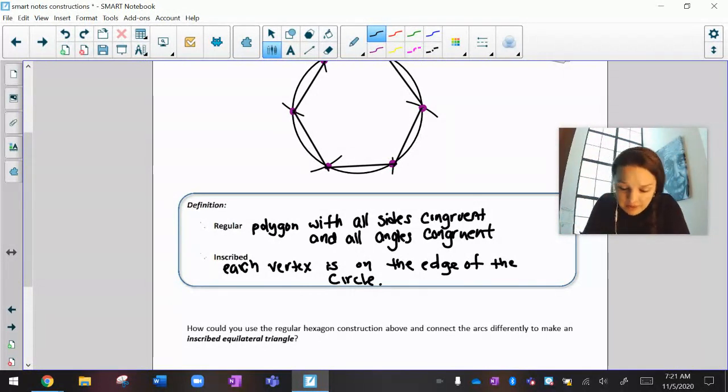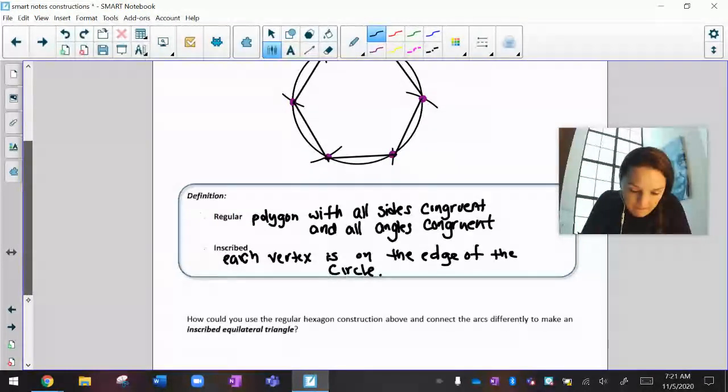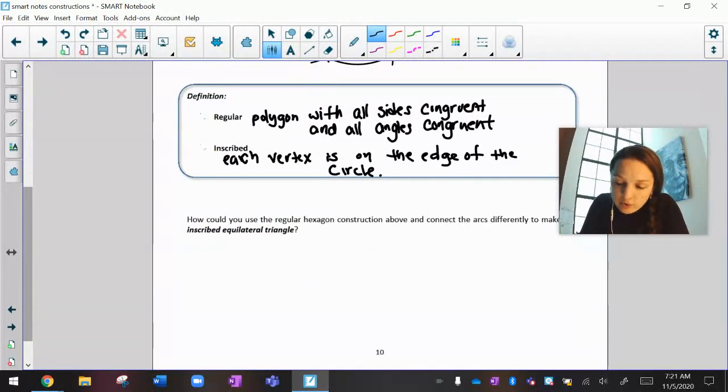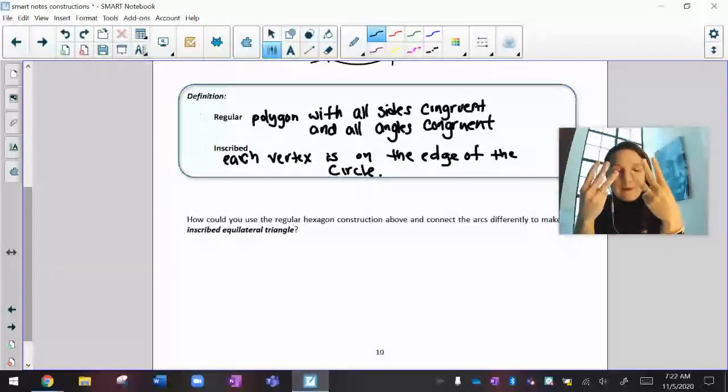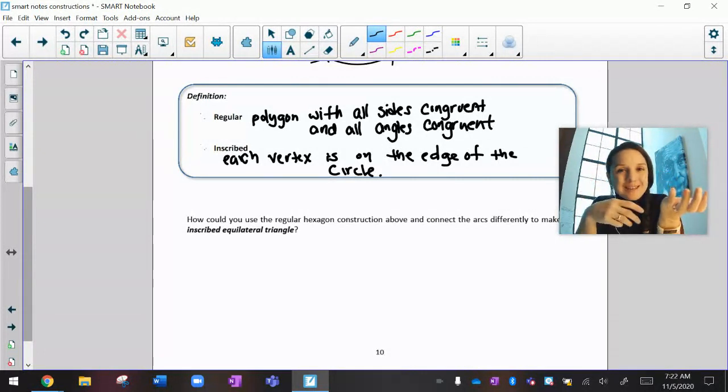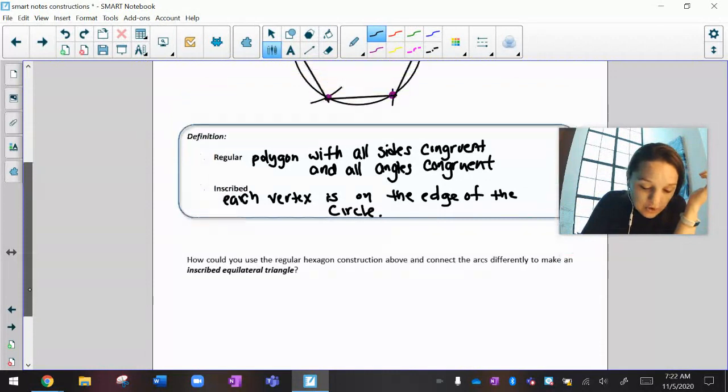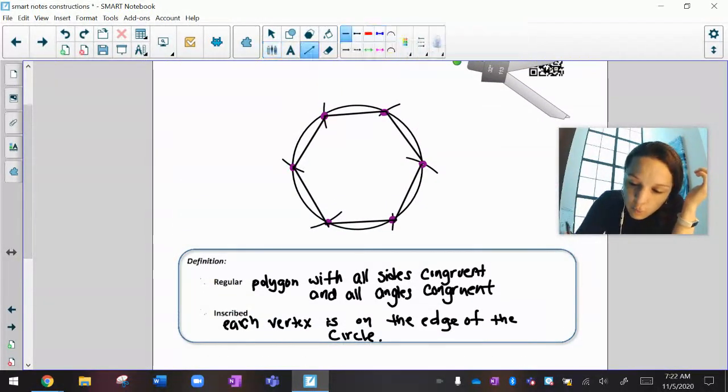All right, last piece here. If I come down, how could you use the regular hexagon construction to make an inscribed equilateral triangle? Well, a hexagon has 6 sides. And if I want a triangle, I only need 3. And if I want to get 3 out of 6, I just only connect half of the dots. So instead of connecting 6 dots, I'm just going to connect every other one.